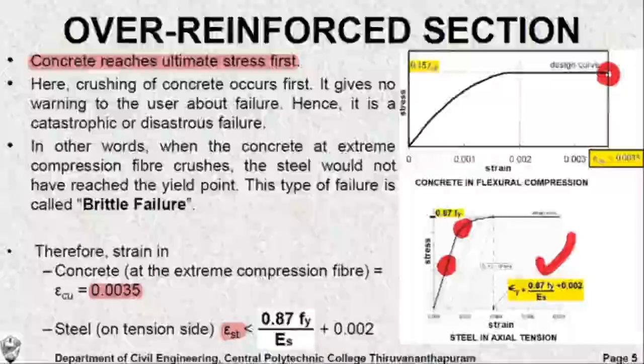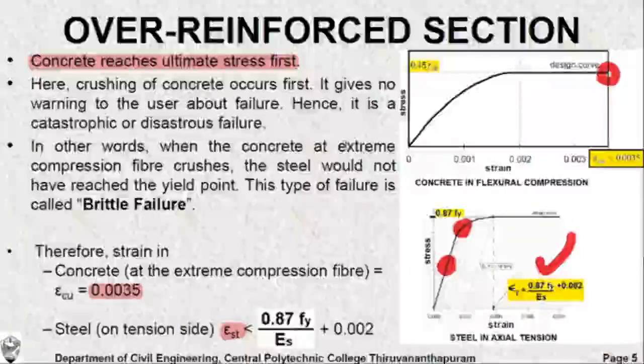Now about the over reinforced section, we learned that crushing of concrete occurs first and steel may not even have yielded. So when steel has not yielded but crushing of concrete occurs first, what does it mean? It is not even giving any warning signals to the user or the occupant, and it is a sudden failure. The steel has not yielded and is not giving any warning to the user.